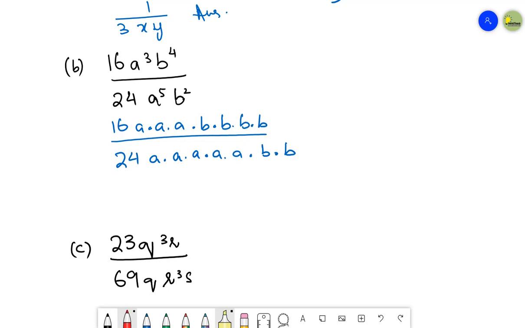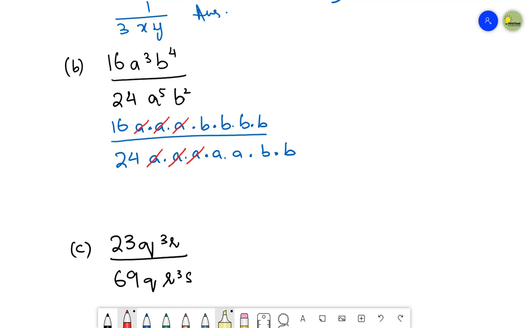Now, let's cancel the like variables. A will be cancelled with A. This A will be cancelled with another A. This will cancel another. Since you have only 3 A's in the numerator, you can only cancel 3 in the denominator. You cannot cancel more than that, right?